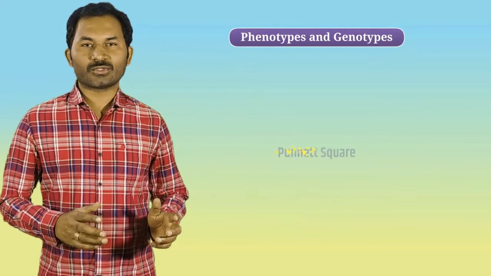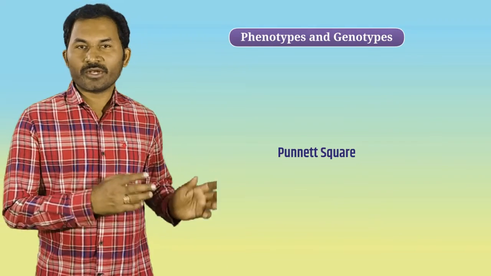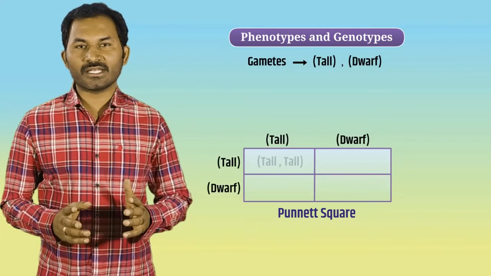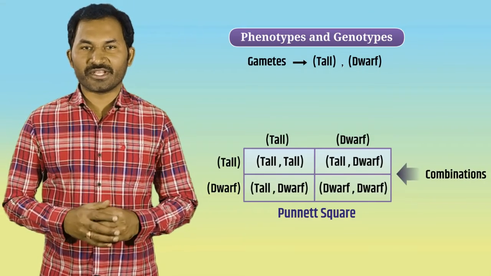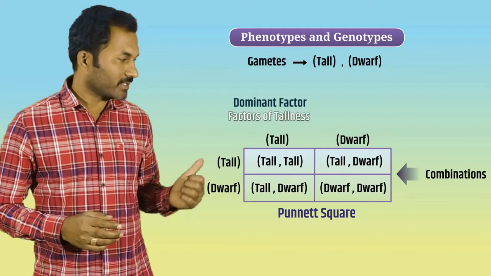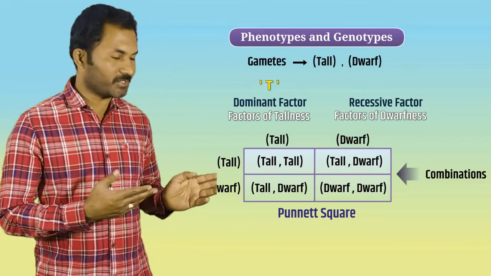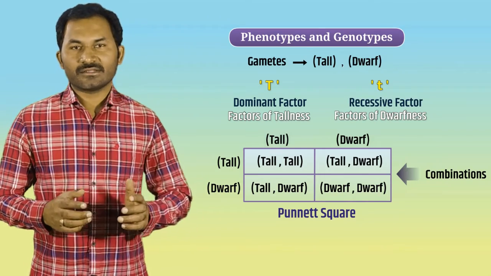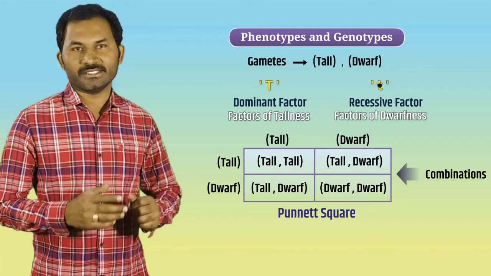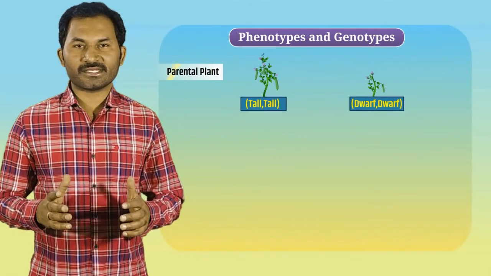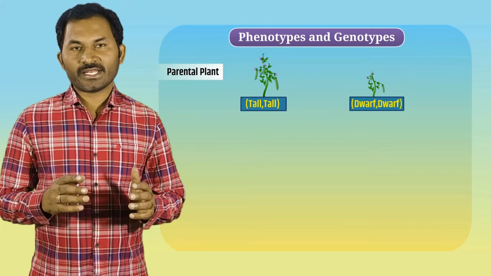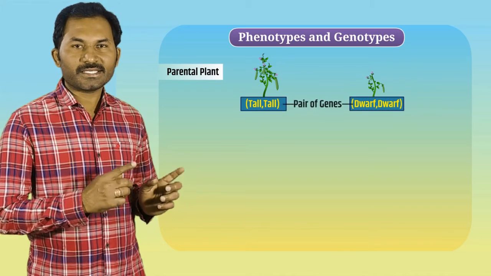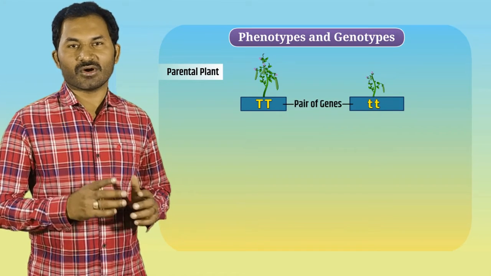Inheritance can be understood through the Punnett square. In this Punnett square, we arrange the male and female gametes vertically and horizontally and find out the possible combinations. We represent the dominant factor with a capital letter and the recessive factor with a small letter. For example, tallness can be represented with capital T and dwarfness with small t. Since the parental generation plants are of pure lineage, we can express the factors of a trait, that is, a pair of genes, as capital T, capital T or small t, small t.